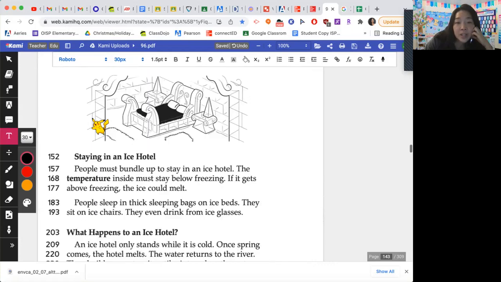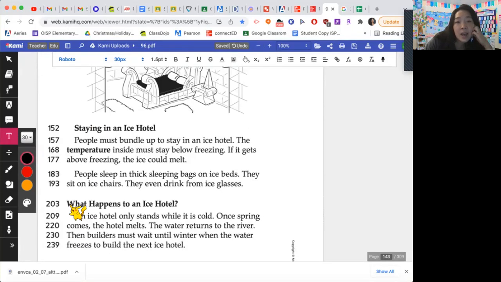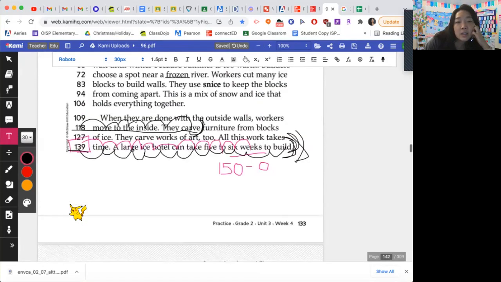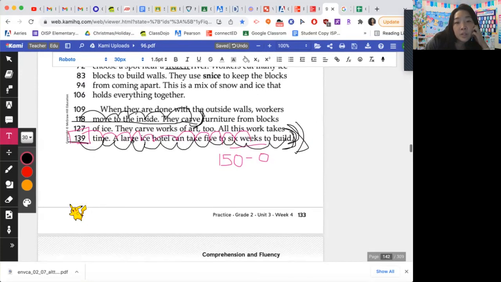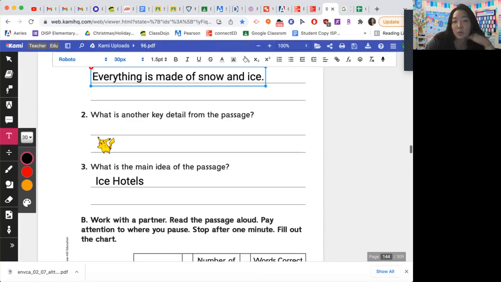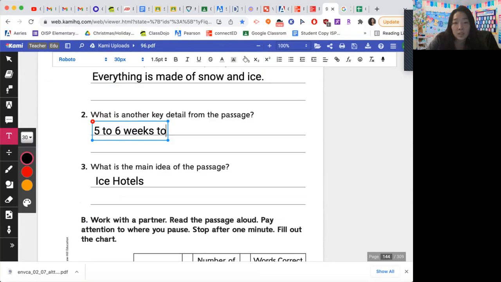And what is another key detail? I'm gonna say that it can take 5 to 6 weeks to build a large one. I think that's a key detail. That's important to know. It's not something that takes a short amount of time. You can't just build it in a day. 5 to 6 weeks to build a large ice hotel.